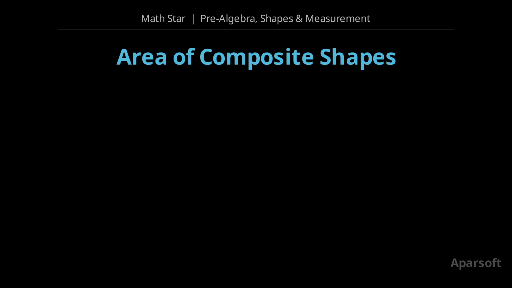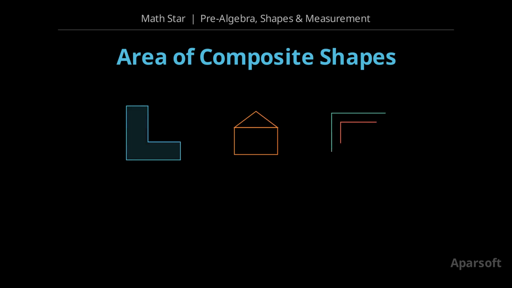Today, we are exploring a fascinating topic, area of composite shapes. Look around your house, the rooms, the garden, even the shape of a roof. They are not just simple rectangles or triangles. They are combinations of basic shapes joined together. Today, you will learn how to find the area of these fascinating composite shapes.